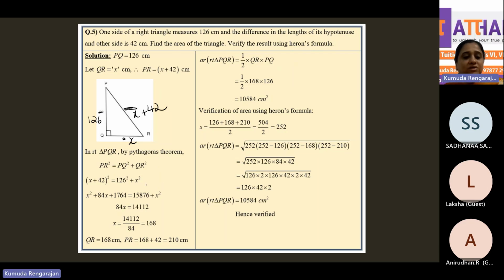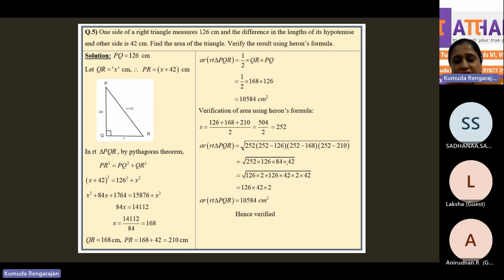Okay, so after writing Pythagoras theorem, see this is how we expand it, and then x square and x square on either side gets cancelled. Correct? Then 84x when you transpose. When you take this to this side, you know all that calculation, right, children? Did you understand this part or no? Then cancel x square and x square, and then take the number to this side. So you'll get 84x is equal to 14,112. So x is equal to 14,112 by 84, which is 168. Then once you get this one, you can add 42 and get the other side. Then half base into height is area. Then verification using Heron's formula.